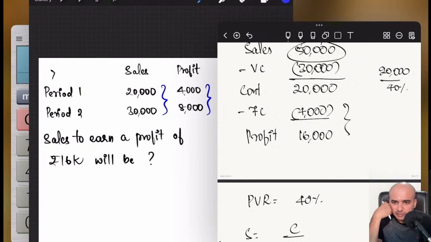Okay, I didn't notice the message which Rohan Patil had put up. Hi sir, I'm CS Executive Group 2 student.